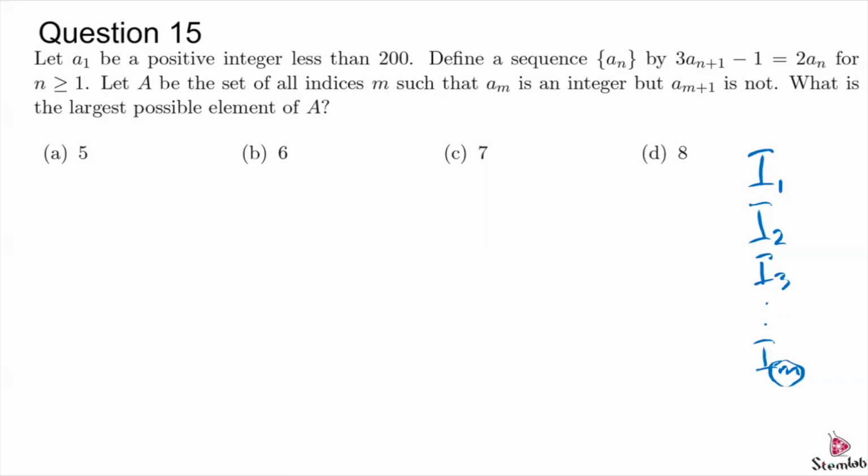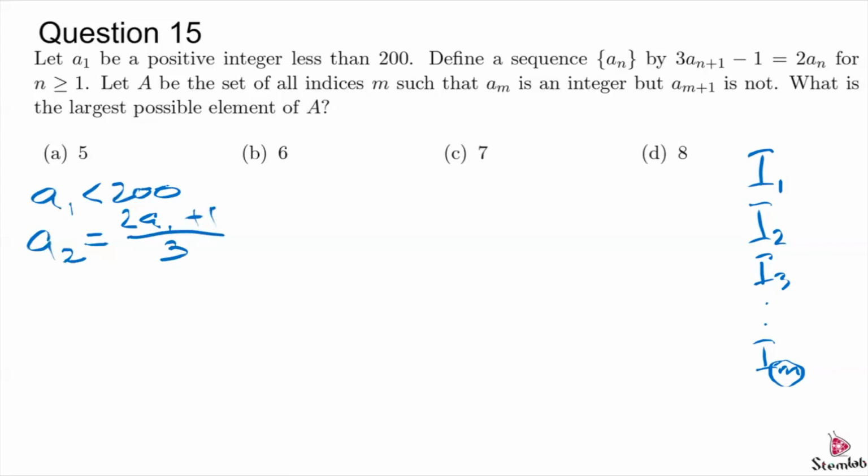So we are trying to look for this largest m. Okay, so let's try to find a pattern for how we can write a sub n. The only thing we know right now is a sub 1 is less than 200. We can try to write a sub 2 in terms of a sub 1, just to, again, find a pattern. A sub 2 is 2a sub 1 plus 1 over 3.